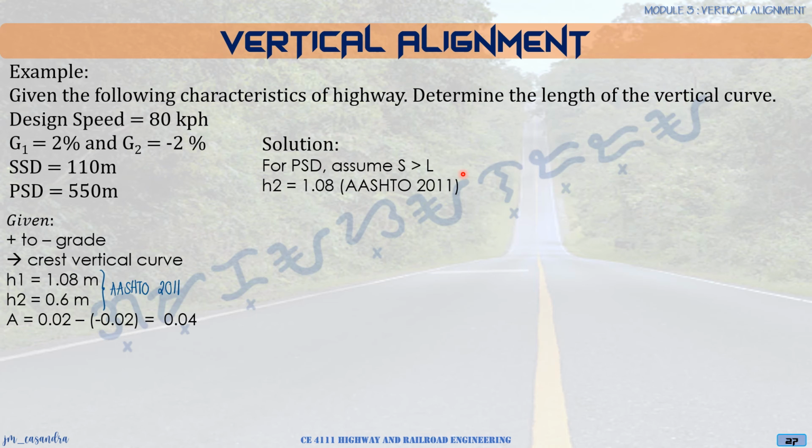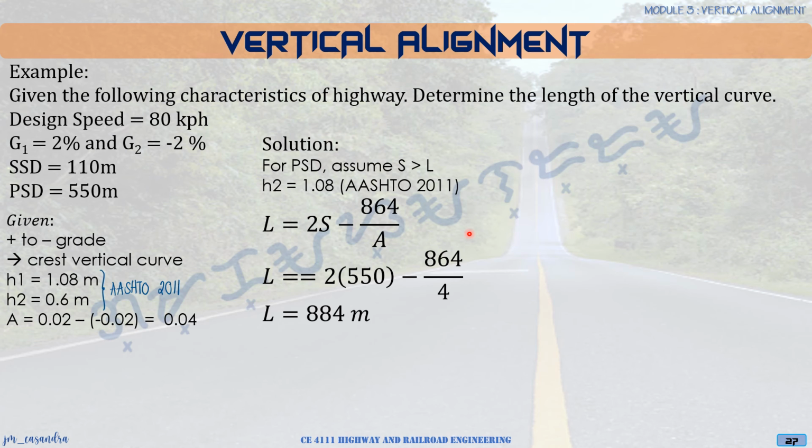So we use H2 equal to 1.08 from AASHTO 2011 in our general equation. With that, the simplified version of the equation is L equal to 2S minus 864 all over A. So 864 came from our general equation using H1 and H2 equal to 1.08. So we now have L equal to 884 meters.